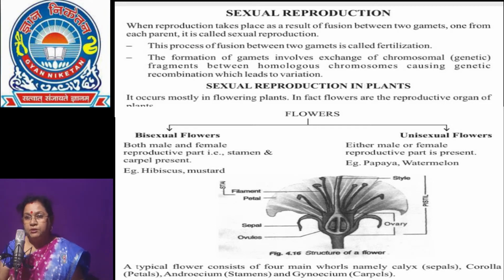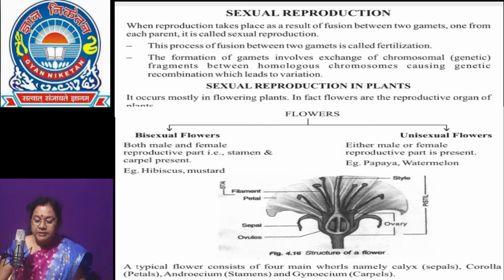Today in this session of class 10th, I am going to explain to you about sexual reproduction in plants. As we all know, in sexual reproduction, there is a fusion of male and female gametes to form a diploid zygote, as male and female gametes are haploid in nature.